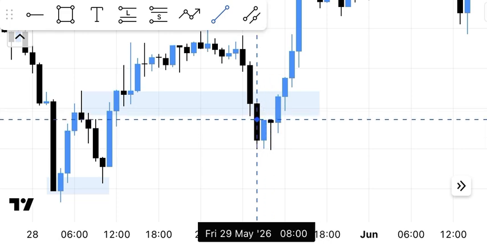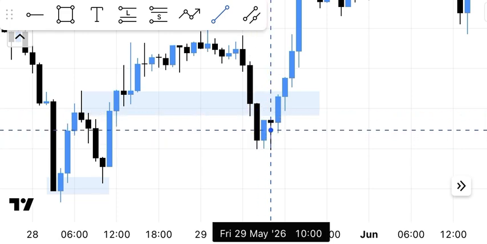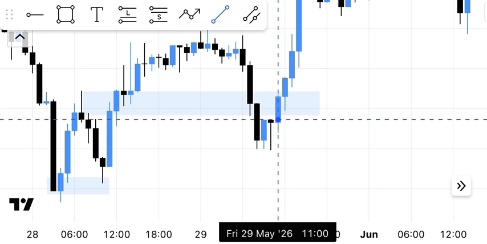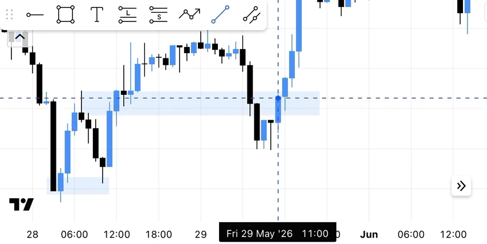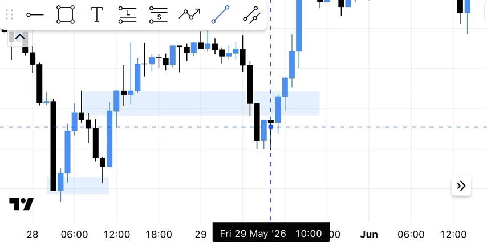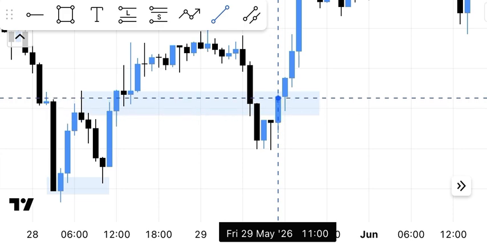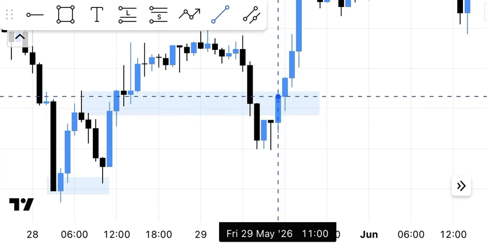Now after this hammer formed, the next candlestick that formed was an engulfing candlestick. You can see this candlestick engulfs this black candlestick. So all you need to do is consider the candlestick that forms around your neckline before entering. And don't forget, according to the definition of an engulfing candlestick, it gives us a signal of high momentum, either by buyers or sellers.